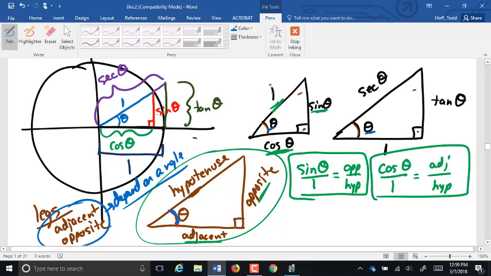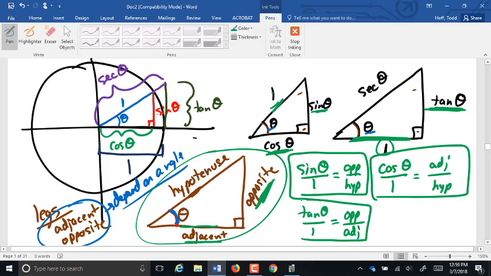Tangent. Let's look at tangent here. And we're going to relate it to the side that's 1 down here. So tangent, this side here relates to what side of my brown triangle? The opposite side. The 1 right here relates to what side of the brown triangle? No, careful. The 1 is this one now, so it'd be the adjacent side. So the tangent is opposite over adjacent.